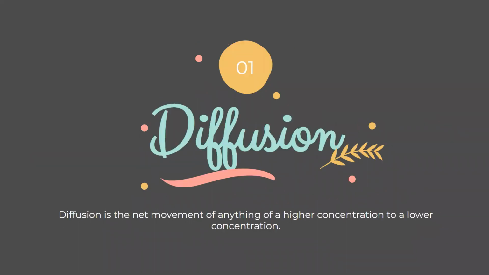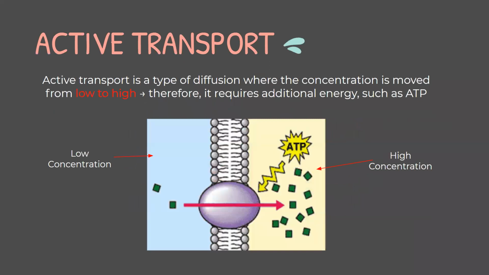So starting off with diffusion, diffusion is the net movement of anything from a higher concentration to a lower concentration. So there are two types. One, active transport, and active transport is when the concentration is moved from low to high.